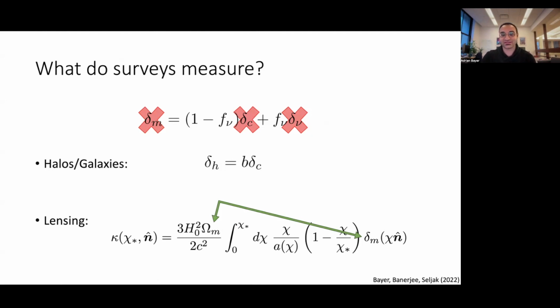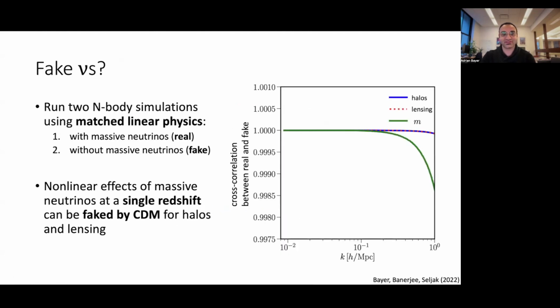And so the question to ask really is, how much information is there about neutrino mass in the halo and galaxy field and in the lensing field? And so to answer this question, we ran two different simulations with the same linear physics. One simulation had massive neutrinos in it, which we call the real simulation, and one simulation had no massive neutrinos in it, which we call the fake simulation. So the key point here is that the linear physics is matched. We use the same linear initial conditions, and the only change is in the nonlinear effects due to massive neutrinos.